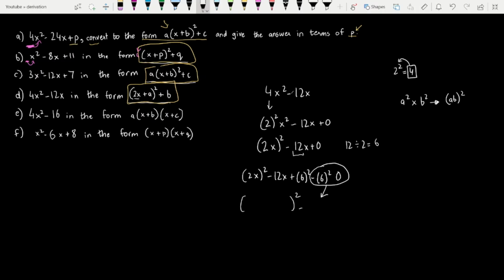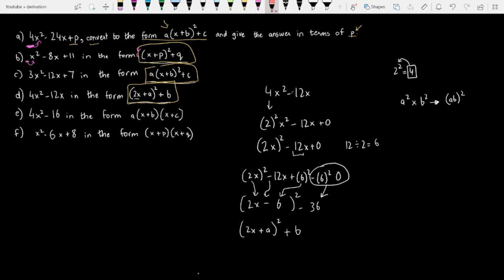So let me just do that. Yeah, that's 36. Okay, and then we take this 2x into this part, take that minus sign into this part, take that 6 into this part, and that's how we solve this problem. So you can actually see that it's almost similar to this version that they gave us of the vertex form, which was 2x plus a squared plus b.